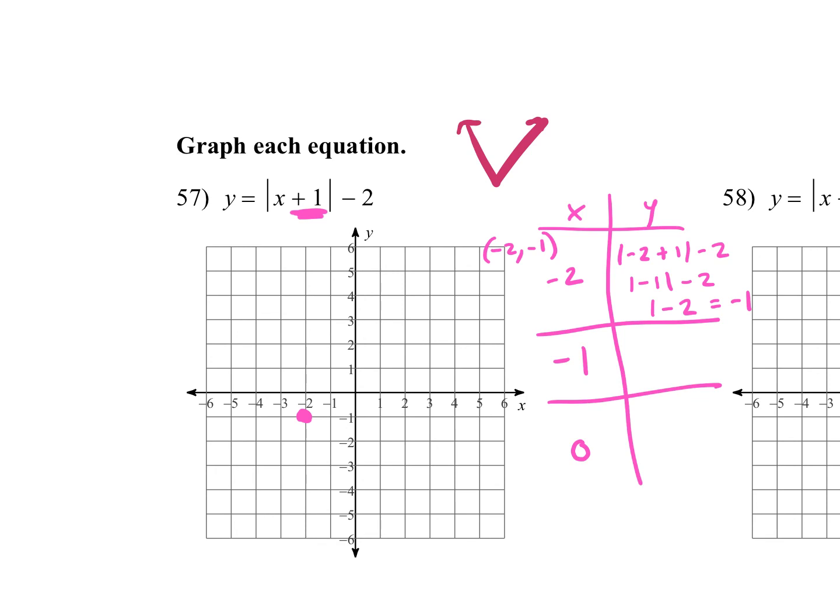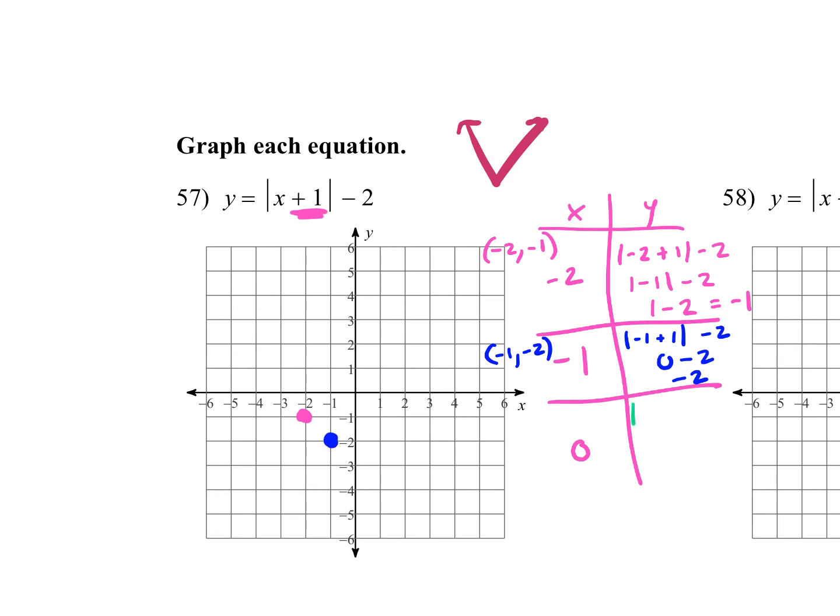Then I'm going to plug in -1. So I have the absolute value of -1 plus 1 minus 2. -1 plus 1 is 0. And 0 minus 2 is -2. So I plugged in -1 and got -2. So go to the left to -1, down to -2.